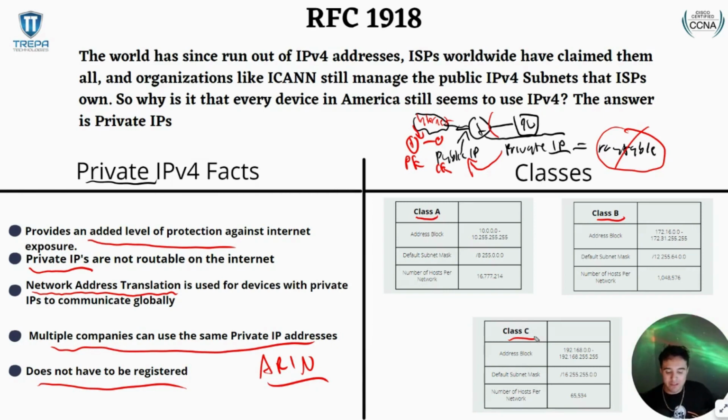Let's get into it. Class A private IPs are going to be 10.0.0.0 to 10.255.255.255, a /8. Class B private IP addresses are 172.16 through 172.31.255.255, and that's a /12. And then we have Class C, pretty much the most common one, 192.168.0.0 through 192.168.255.255. These private IP ranges are what we're going to use for our private IPs. These always get translated to a public IP, and they're always filtered at the provider edge.